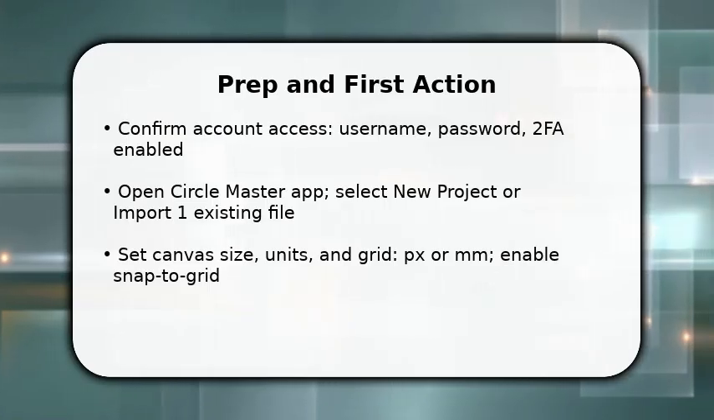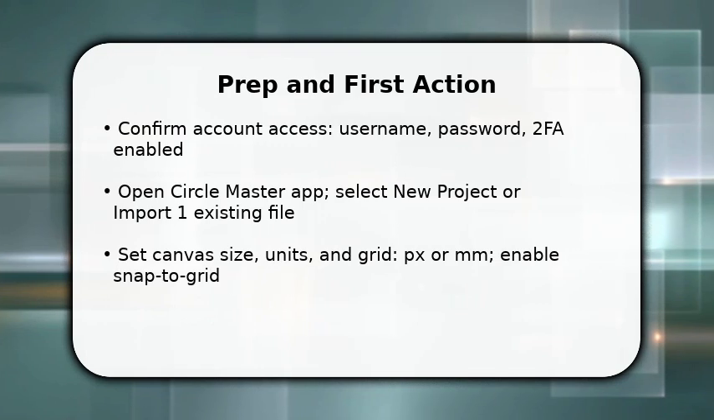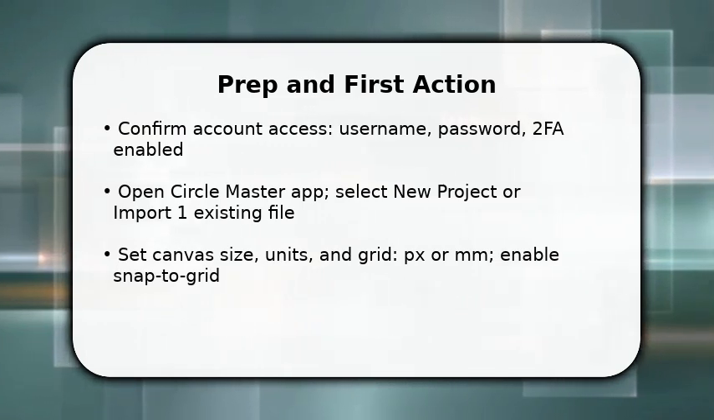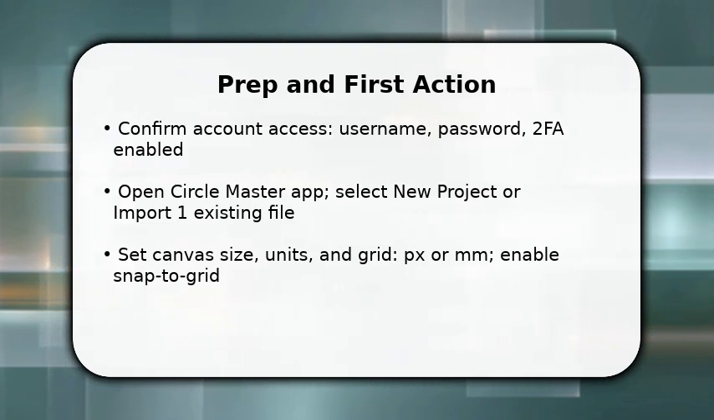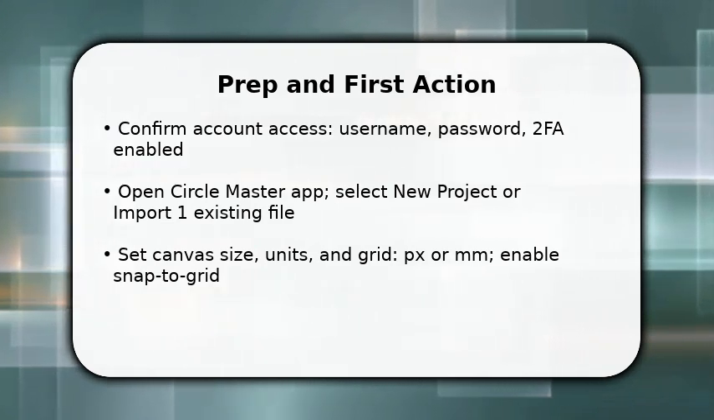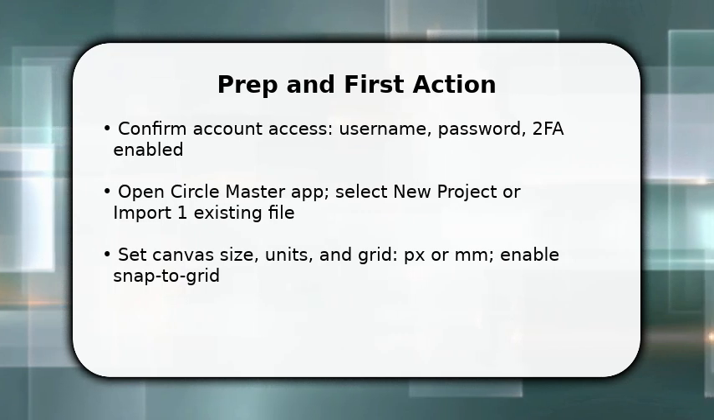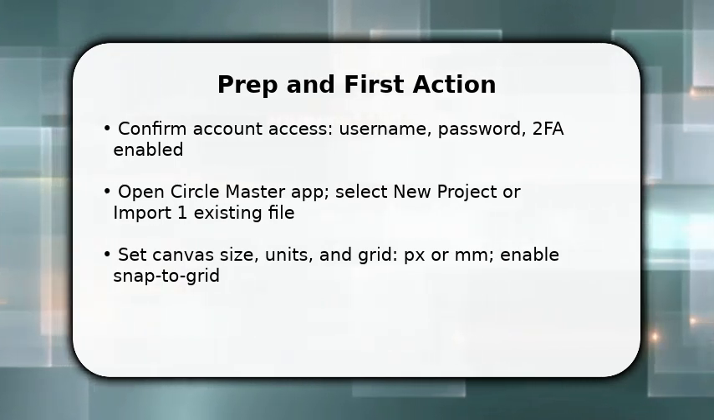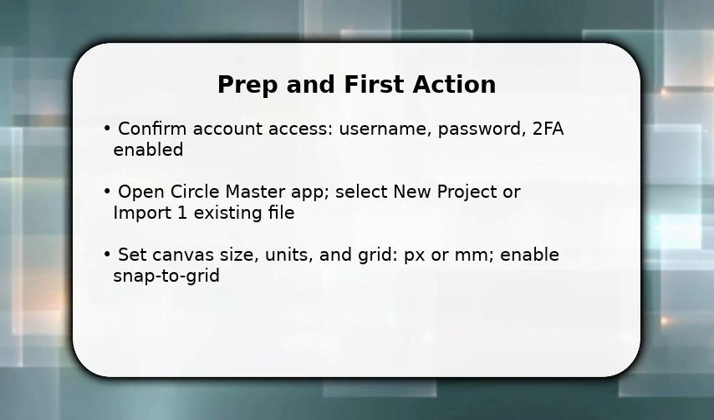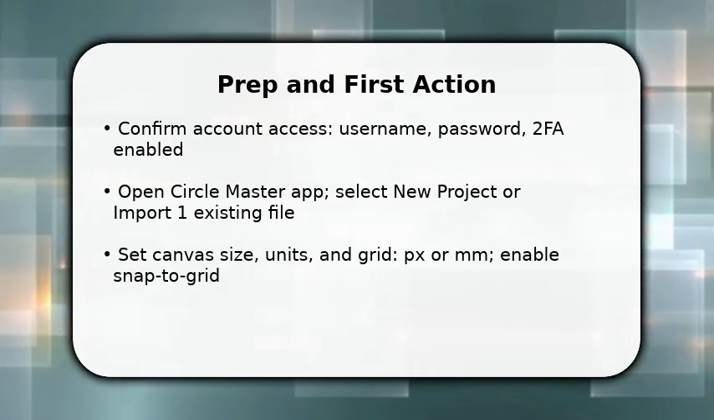You start by verifying access and essentials so you can act immediately. Once logged into Circle Master, create a new project or import an existing file to avoid rebuilding work. Then set canvas size and units, pixels or millimeters, and turn on the grid and snap to grid so circles align precisely. Make sure 2FA is active for security.